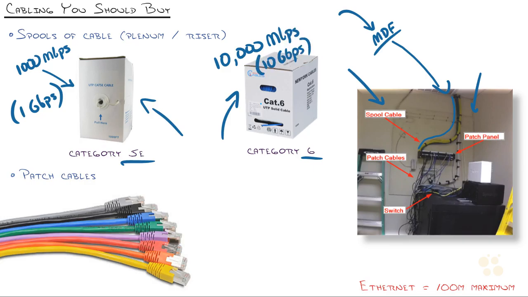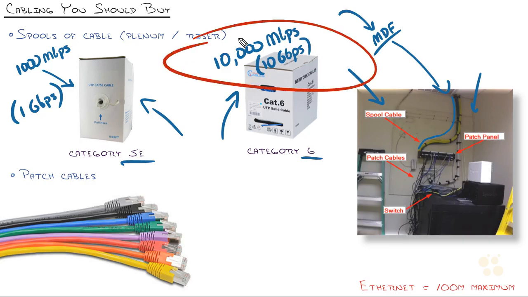Category 6 cable raises the bar and can actually increase the speed to 10,000 megabits per second, or 10 gigabits per second. Now, when a lot of people see that, they go, oh, we've got to replace all of our cable to get the faster speed. And that's rarely done. In a brand new building, you might as well use Category 6 because it's virtually the same price as Category 5e. So it's worth using the newer standard.